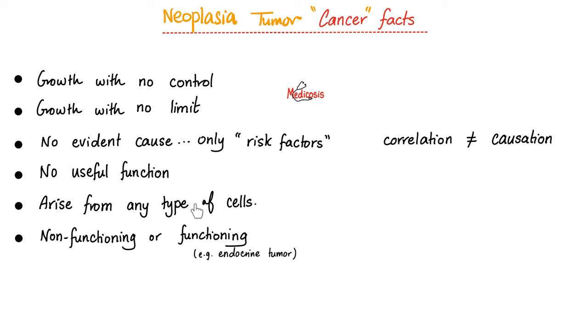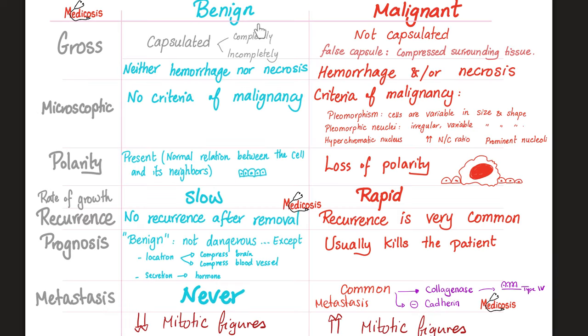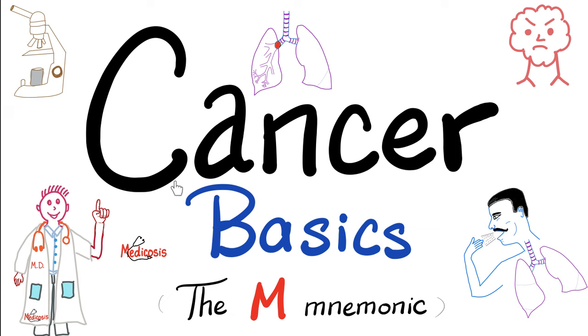It can arise from any type of cell in your body. And here is where it gets interesting. Some cancers do not secrete. Others secrete. There is a humongous comparison between benign tumors and malignant tumors, also known as cancers. And you can learn more about this topic if you watch my video titled Cancer Basics and the M mnemonic for cancer. You can find this video in my pathology playlist.